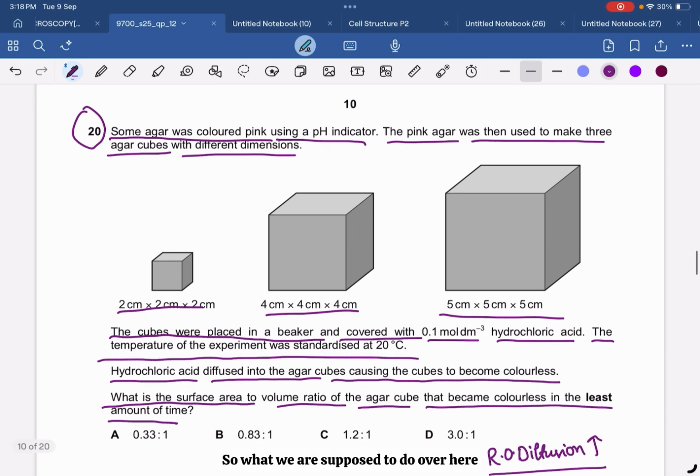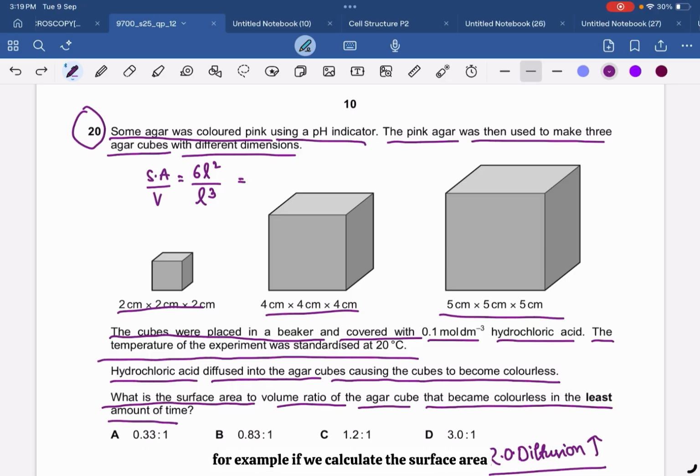So what we are supposed to do over here is calculate the surface area to volume ratio of each of these agar blocks. And how can we calculate the surface area for a cube? Because we know that this is an agar cube. We can calculate it by using the formula 6L square. This is the formula to calculate the surface area for the cube, and for the volume we will use L cube. So we are going to put in the values one by one, and then we are going to see.